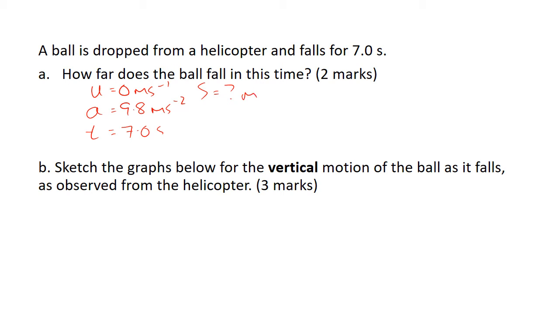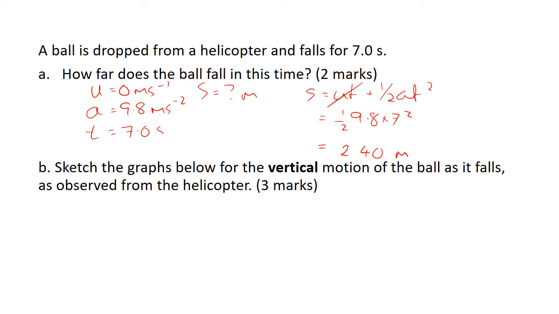So our equation there is s equals ut plus a half at squared. Now what often happens in these situations is that u is 0, so that term effectively disappears. All we're left with is a half of 9.8 times 7 squared, which is 240 meters.